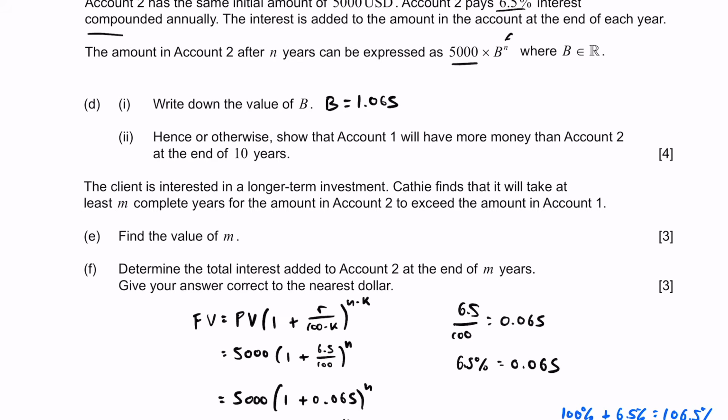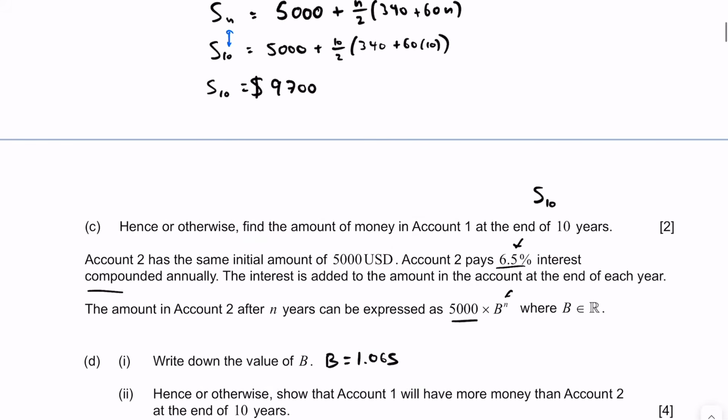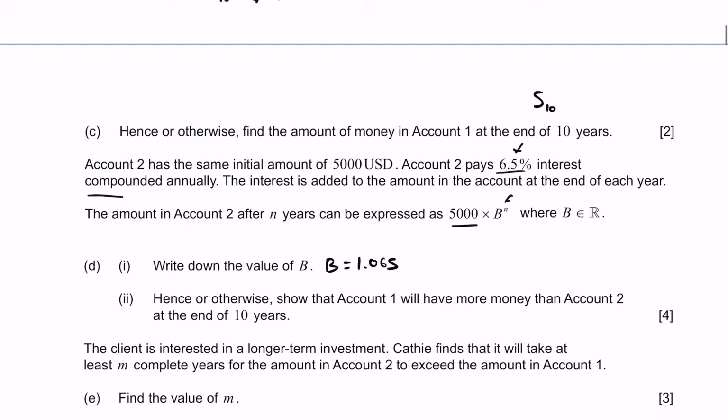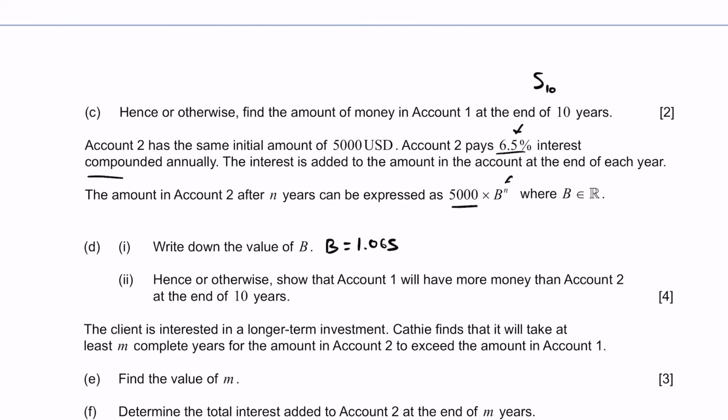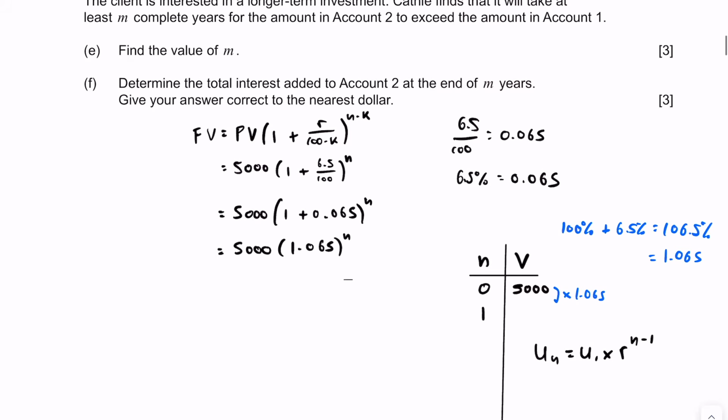Part 2, hence or otherwise, show that account 1 will have more money than account 2 at the end of 10 years. Okay. So we already know how much account 1 has at the end of 10 years. Let's find out how much account 2 has at the end of 10 years using this expression. So initial value times b, which we found, raised to the power of n. This will give us the total amount, or, just like we worked out here, the final value.